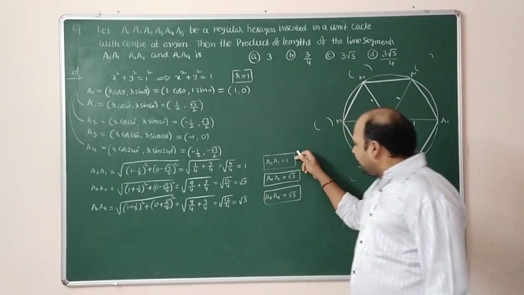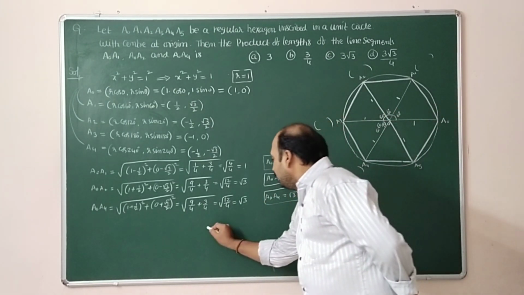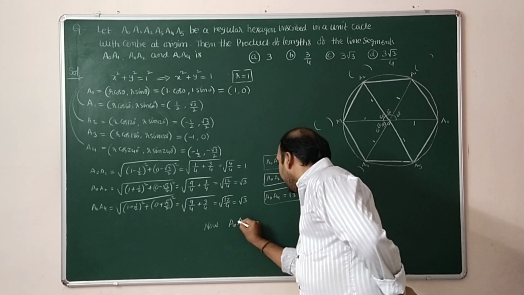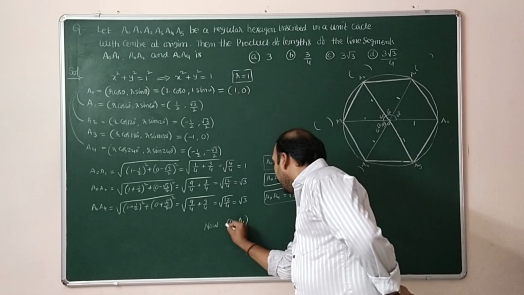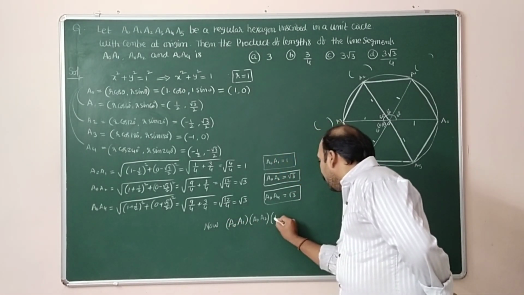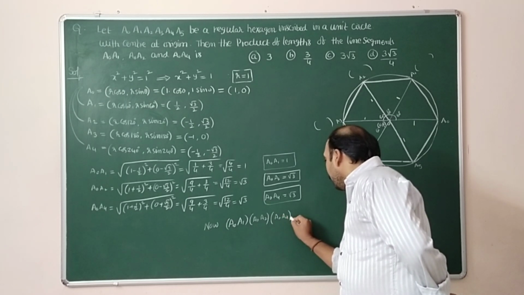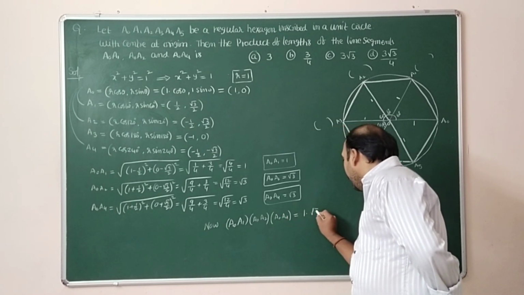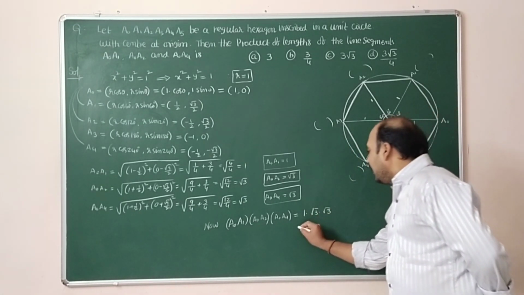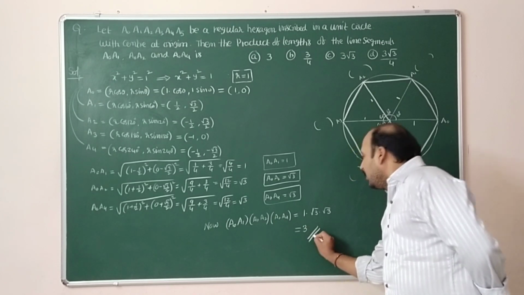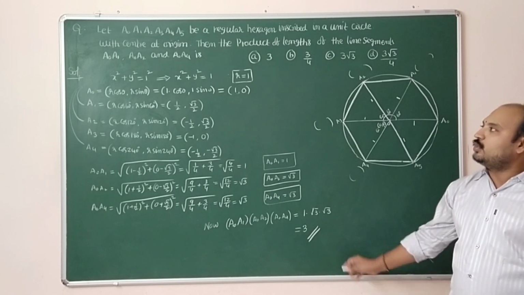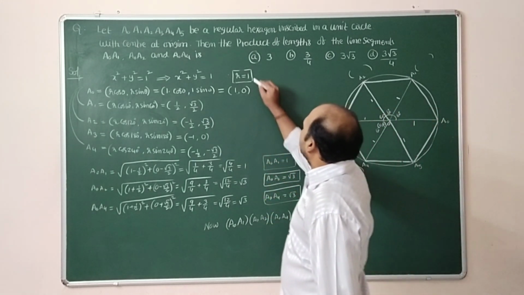But they are asking the product of these 3 values. Now, A0A1 into A0A2 into A0A4 is equal to 1 into root 3 into root 3. Root 3 into root 3 is 3. 3 into 1 is 3. So ultimately the answer is 3. Therefore the product of A0A1, A0A2, A0A4 is equal to 3, which is there in the first option.